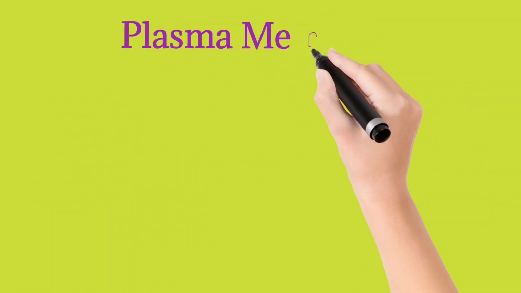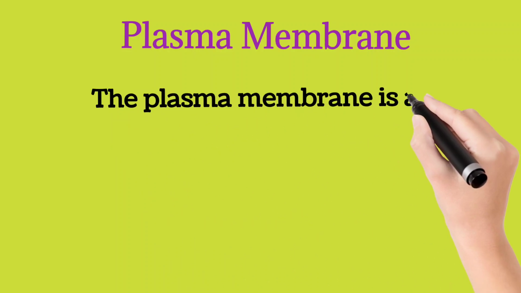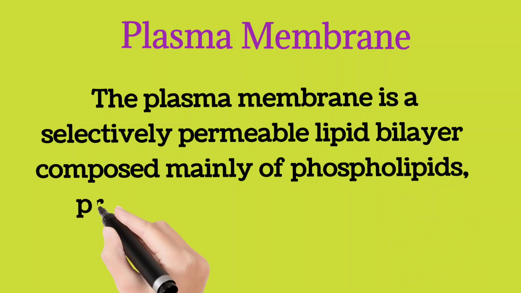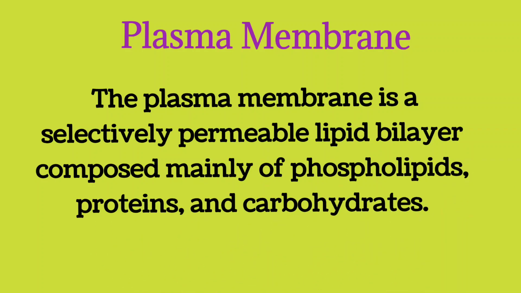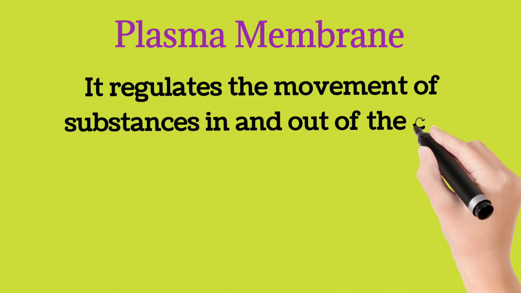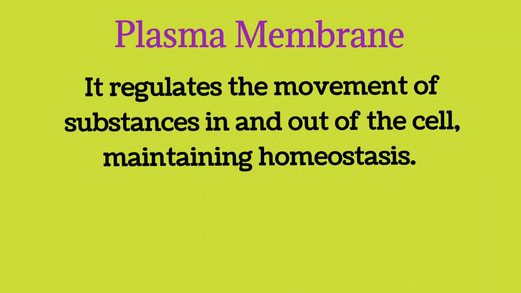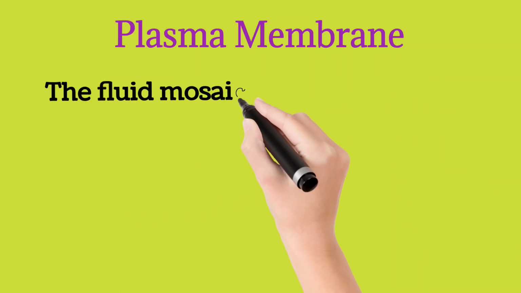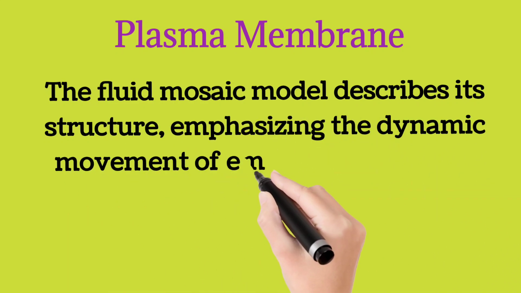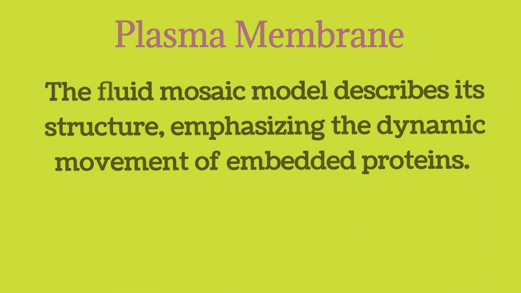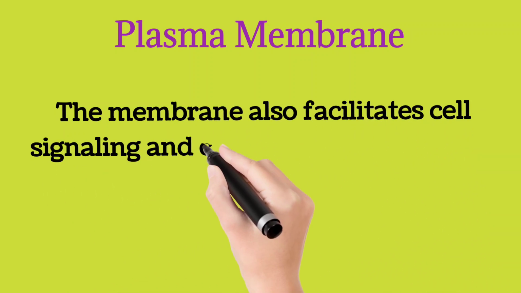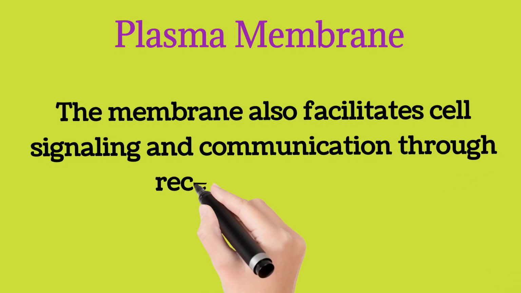Plasma membrane. The plasma membrane is a selectively permeable lipid bilayer composed mainly of phospholipids, proteins, and carbohydrates. It regulates the movement of substances in and out of the cell, maintaining homeostasis. The fluid mosaic model describes its structure, emphasizing the dynamic movement of embedded proteins. The membrane also facilitates cell signaling and communication through receptor proteins.